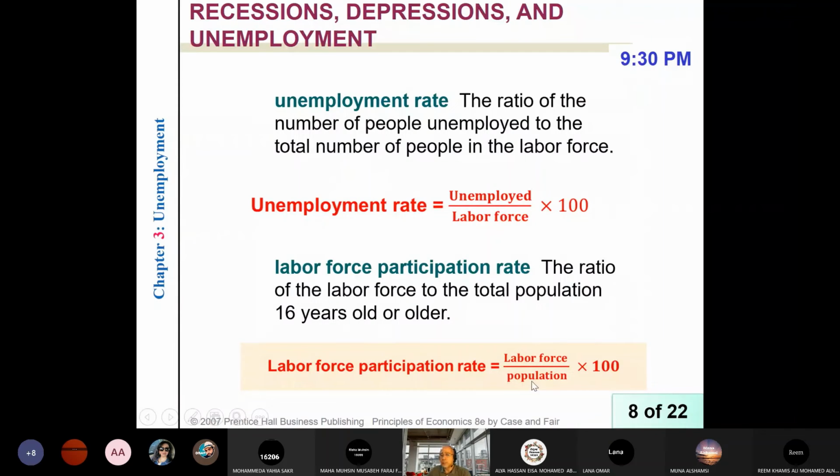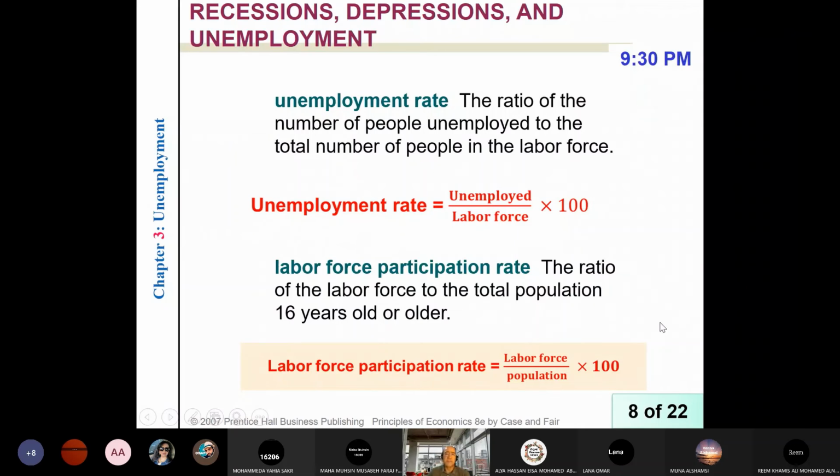So what is population? According to the question, if I give you population in general, use the population. If I give you population at the age of 16 or 18 years and above, use the population as in the question. So what is labor force participation rate? Part of population who is in the labor force. For example, 60% of population is in the labor force, while 40% are out of the labor force because they are kids or teenagers.